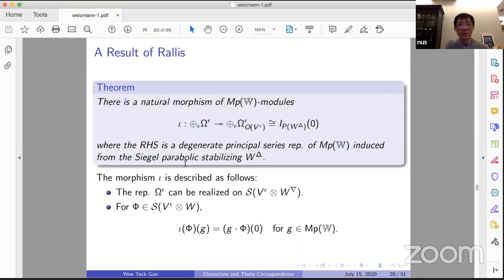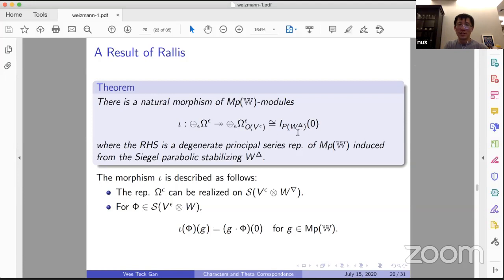So this map iota can be very easily described. First, the space itself, this capital Omega of epsilon, is very concrete. It is just the space of Schwartz functions on the vector space V epsilon tensor W nabla. Whatever it is, this is just V tensor W. So let's take this model of capital Omega. It's just Schwartz functions on this tensor product. So given a Schwartz function, iota will carry it to an element in this induced representation.